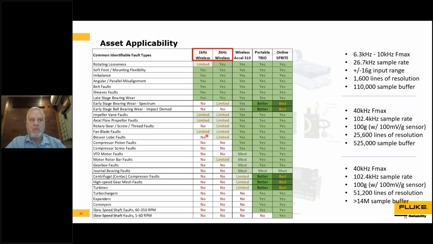And then even in some cases, when we get into some of the high speed or very low speed machines, we limit our applications to our Trio or our Sprite. Although, as I mentioned, we are currently working on development of low speed capabilities that will bring some of these other low speed machines into the applicability of our wireless, which is the one right in the middle, which again gives us most all of the faults that we're after, and we find it works very well with our automated diagnostic system.